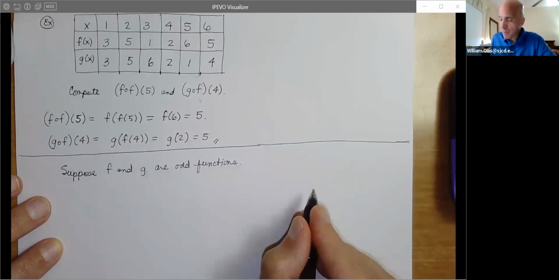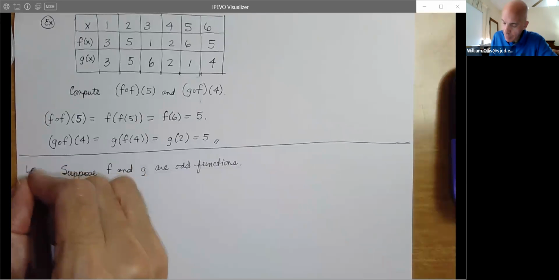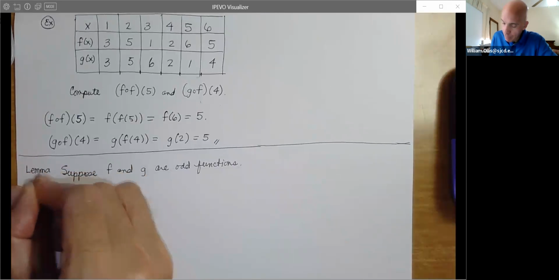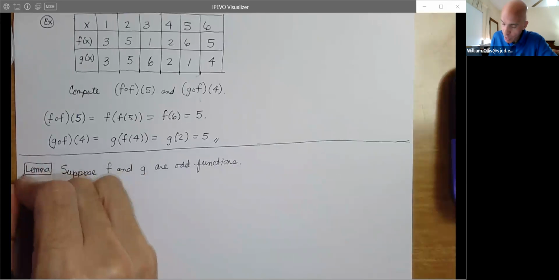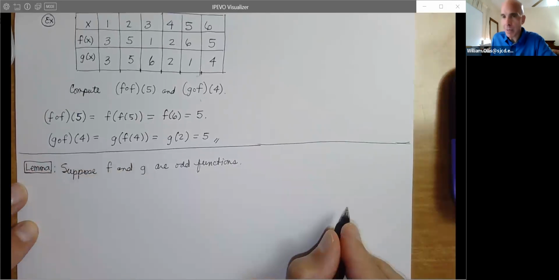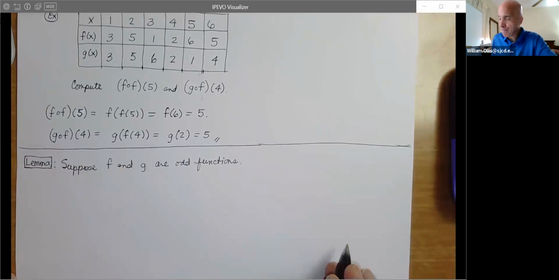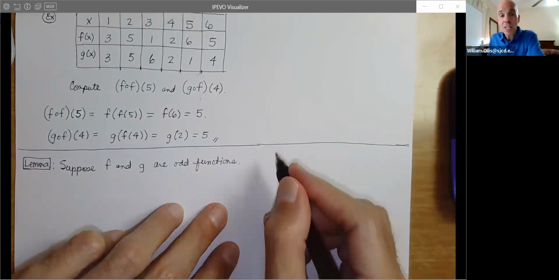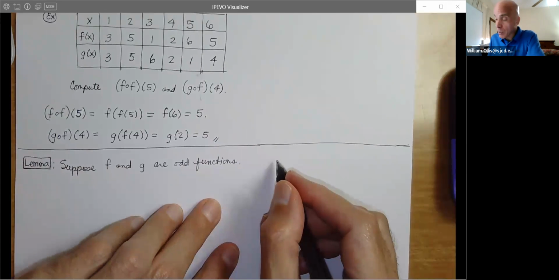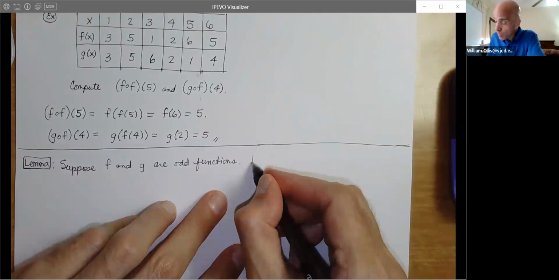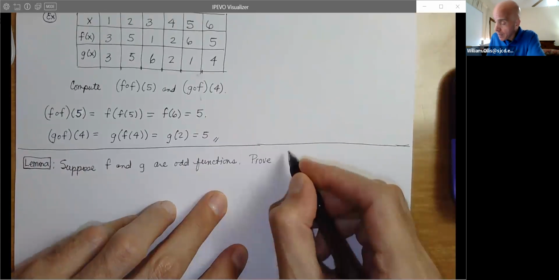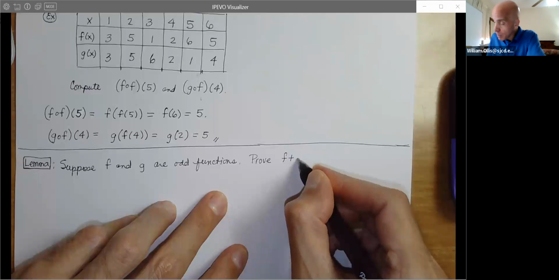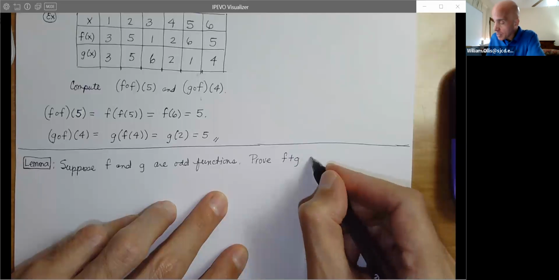So we want to do something, so we can just call this a lemma. A lemma is usually a result that precedes a major result, but sometimes I just say a lemma is like a proposition. So we're going to suppose that f and g are odd functions. Then we want to prove f plus g as a sum is odd.